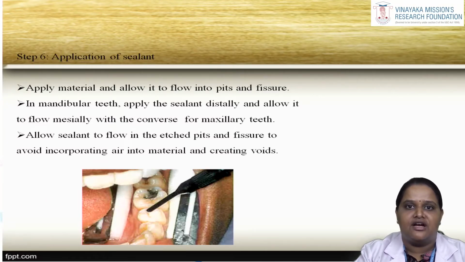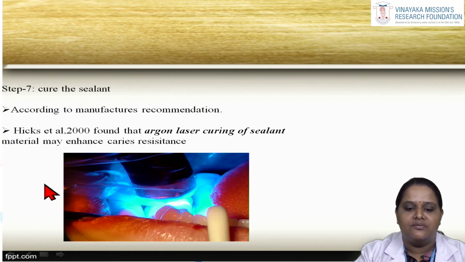Apply the material and allow it to flow into the deep pits and fissures. In mandibular teeth, apply the sealant distally and allow it to flow mesially, with the converse for the maxillary arch. Allow the sealant to flow into each pit and fissure to avoid incorporating air into the material and creating surface voids, that is, to avoid voids.